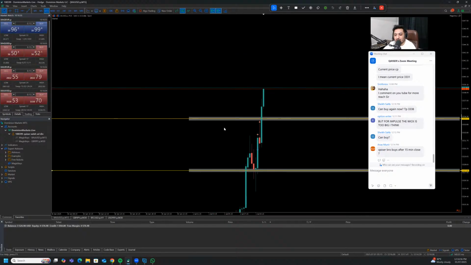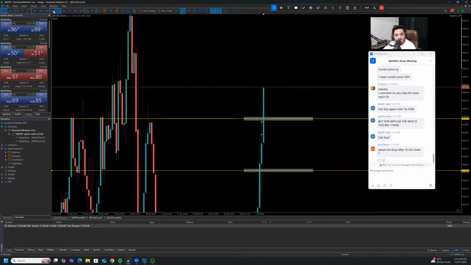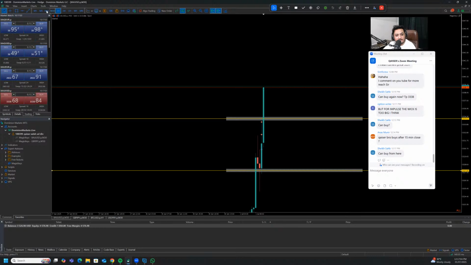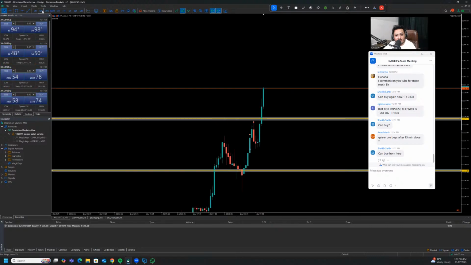Wow, look at the volume, damn. Clean traffic, it's just going to fill the clean traffic on the left hand side. Wow. Wow, opening of London actually. Can buy from here? No way.